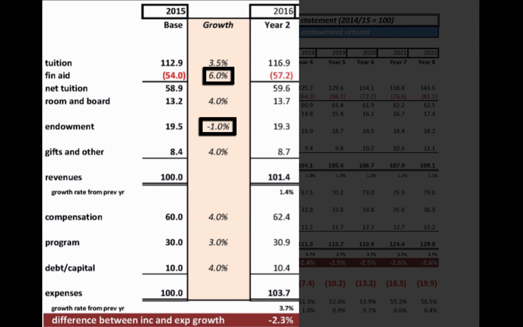With just those two changes and no changes in the expense growth as a simplifier, you can see that the difference between income and expense growth now is almost 2.5%. That is, the expenses are growing 2.5% per year more than the revenue. Revenue is growing at barely 1% per year. And the net income then for this situation is about twice as negative as it was in the earlier case, simply because of those two revenue changes.